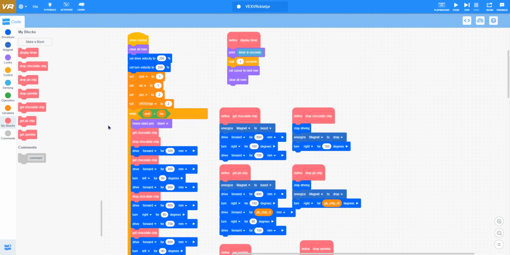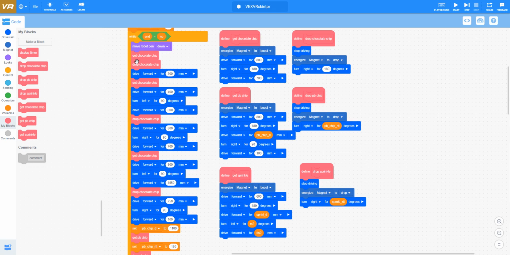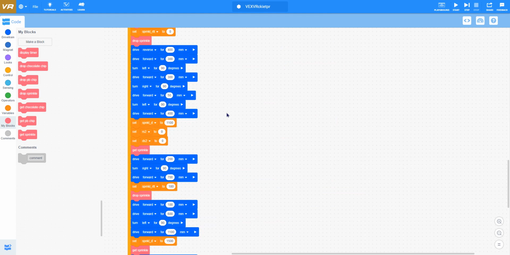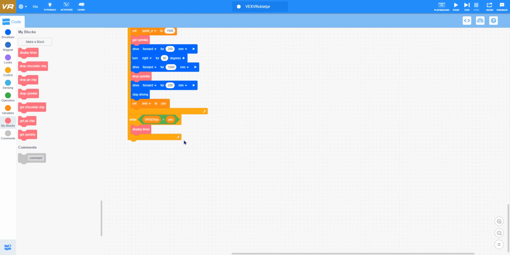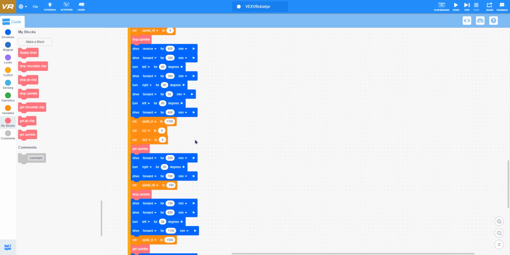There is a while loop put in that if end equals no. End is set to 1 at the beginning of the project, and no is set to 1, so they equal each other. So while end equals no, which means it's not the end, then it does all this code, and the pink blocks are defined by these over here. At the end, end is set equal to yes, and when end equals yes, then it stops. And also the timer is displayed at the very end of how long it took.